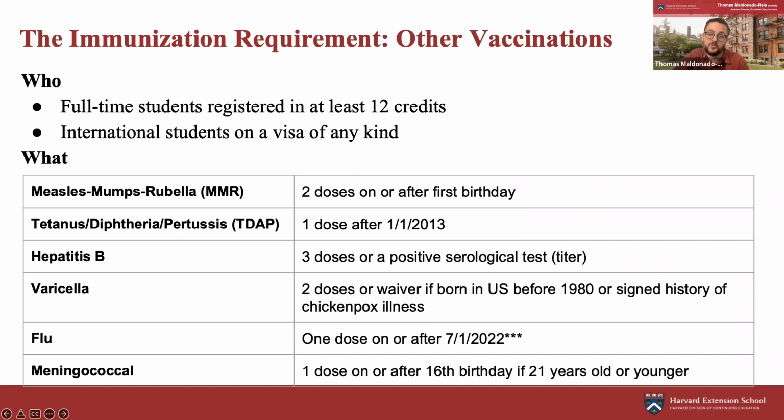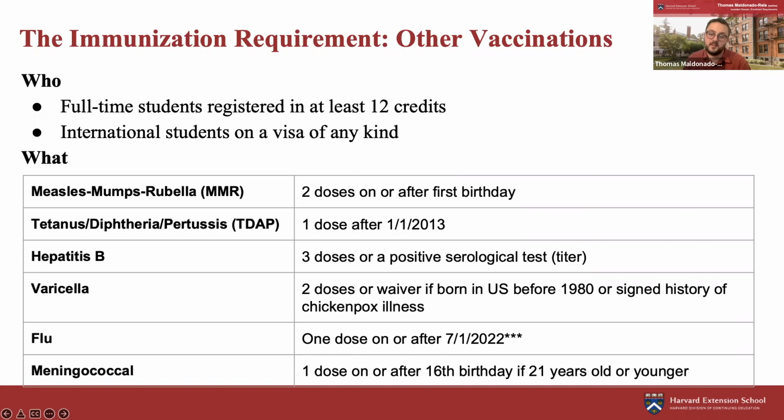So 1 dose after July 1st. So that's something that could be obtained today. The reason why I put a bunch of stars next to this one is because this is the one vaccine that you have until the end of the calendar year to provide us evidence for. So while we do recommend that you submit it as soon as you receive it or as soon as possible, for the flu vaccine alone, you actually have through the fall to verify that you've received that.